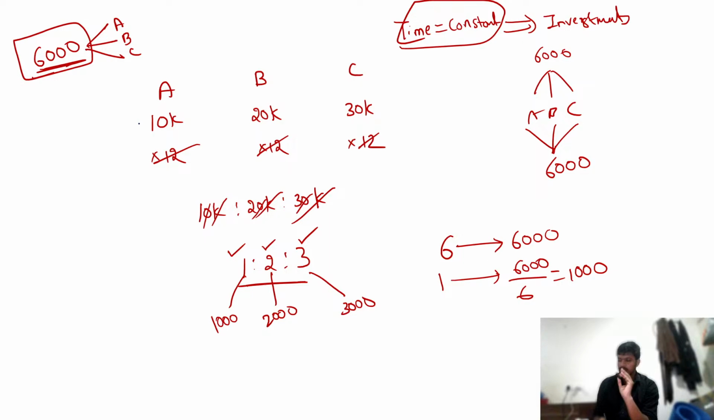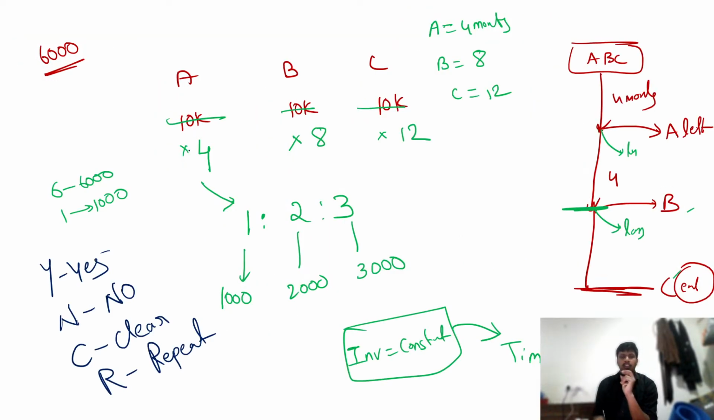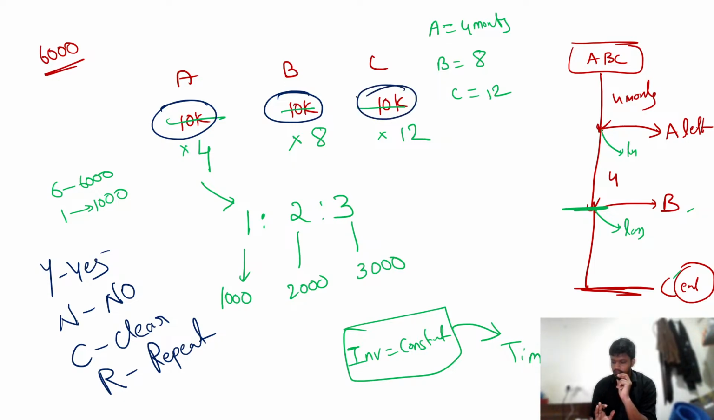See, what I'm saying is, in this problem, A is investing 10,000, B also investing 10,000, C also investing 10,000. Okay, Priyanka, listen carefully. But what I'm saying is, just because they're investing equally doesn't mean that you have to give the profit equally. Why? Because they're not staying in the business till the end of the year.